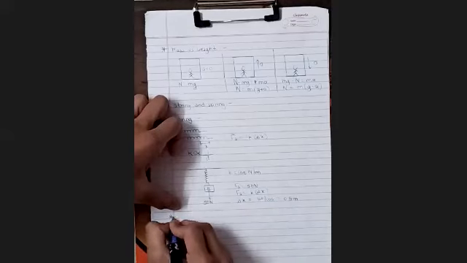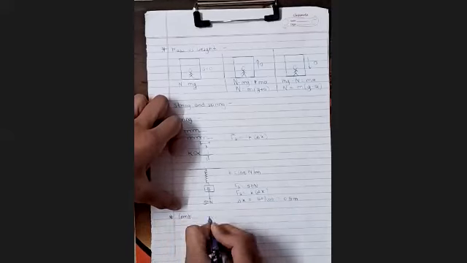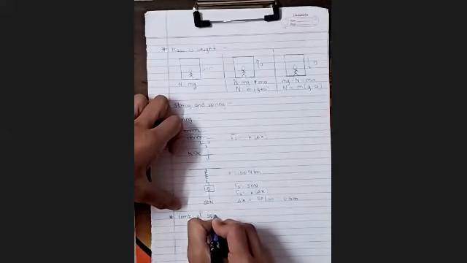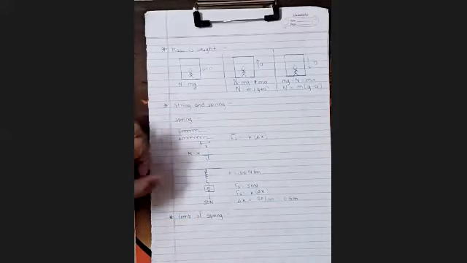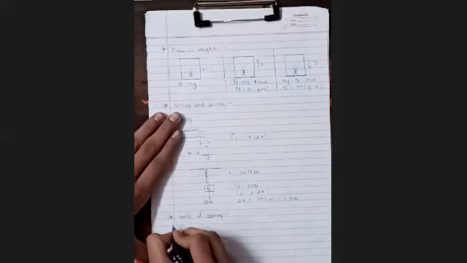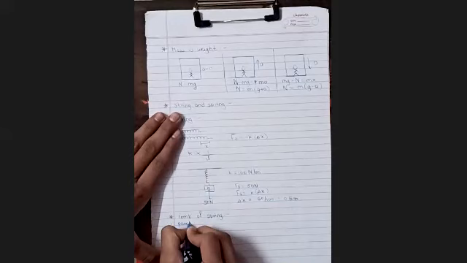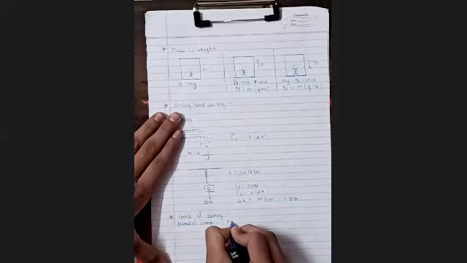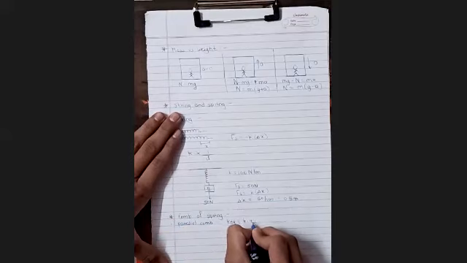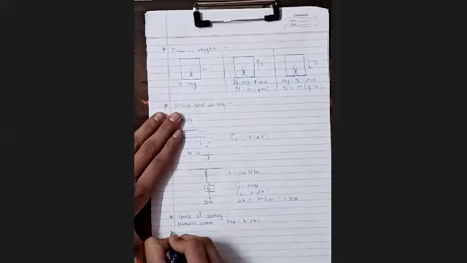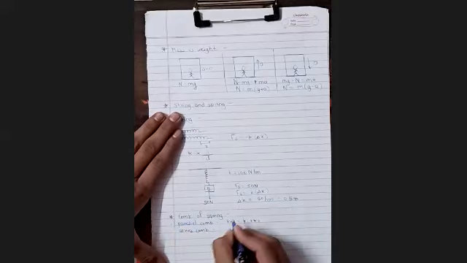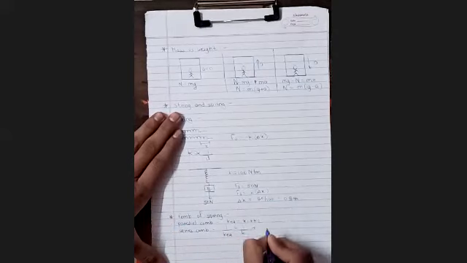Our next point is combination of springs. In combination of springs, there are two types: parallel combination and series combination. In parallel combination, K equivalent is equal to K1 plus K2. And in series combination, 1 upon K equivalent is equal to 1 upon K1 plus 1 upon K2.